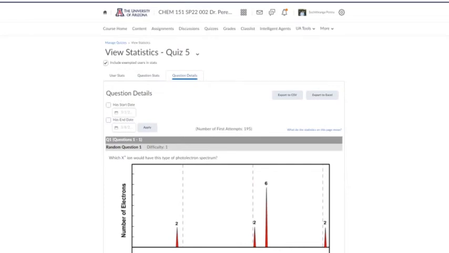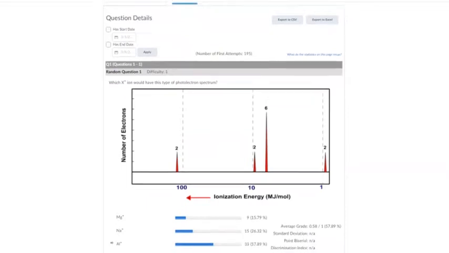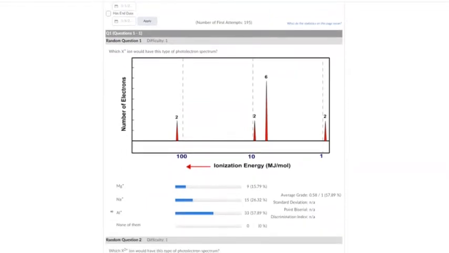All right, so let's go over some questions from quiz 5. Let's start with question 1 here. Which X plus ion would have this type of 4-electron spectrum? So what we're told is X plus has this spectrum, right? And then that means our X, the neutral, should have one more electron than that, and then that has to go in as a p electron. Okay, so it's going to be one other peak over here. So it's going to look like that.